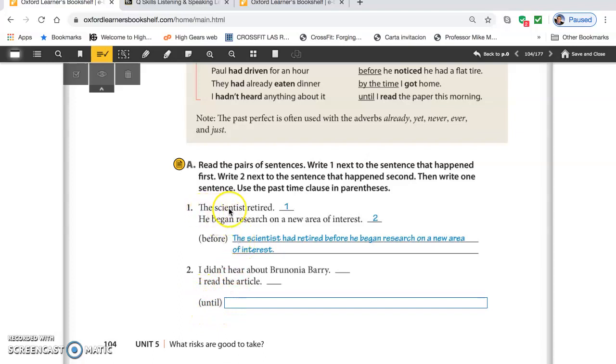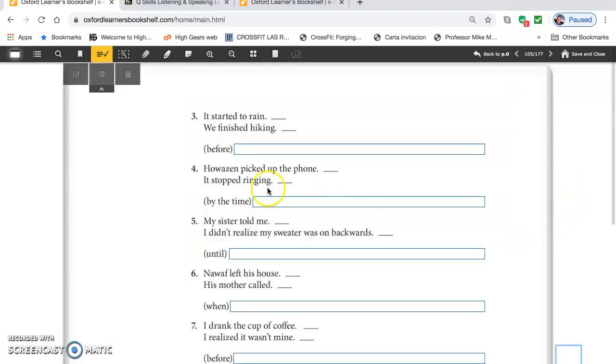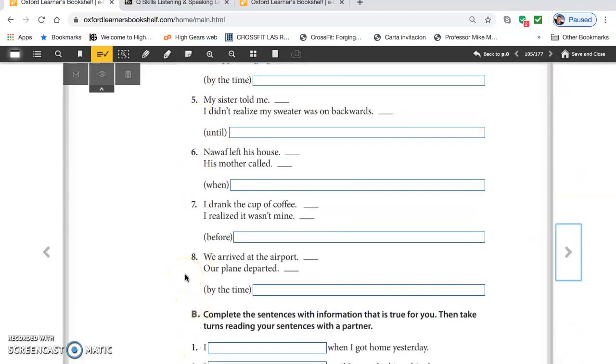So for example, the scientist retired. He began research on a new area of interest. Did he retire first, or did he begin research first? The scientist had retired before he began research on a new area of interest. This is the thing that he did second. And this is the thing that he did first. What I'd like you to do is to do all of these sentences, 3, 4, 5, 6, 7, and 8. So pause the video and do these sentences now.